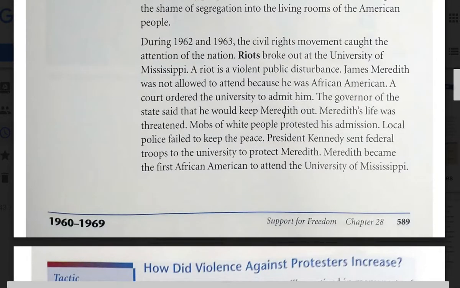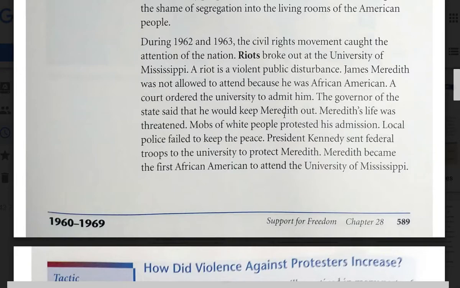During 1962 and 1963, the civil rights movement caught the attention of the nation. Riots broke out at the University of Mississippi. A riot is a violent public disturbance. James Meredith was not allowed to attend because he was African American. A court ordered the university to admit him.